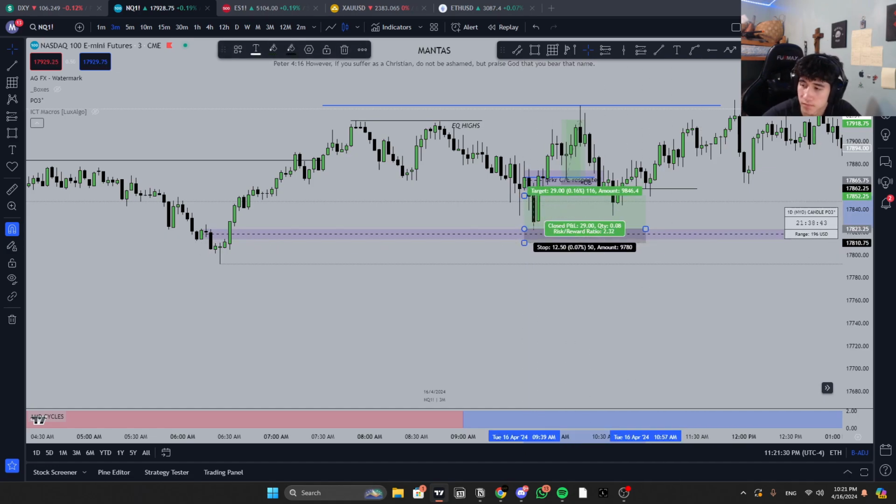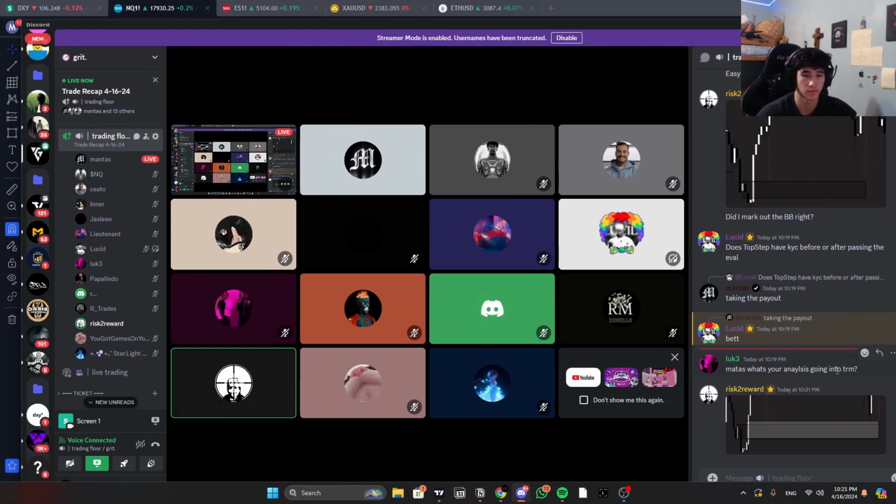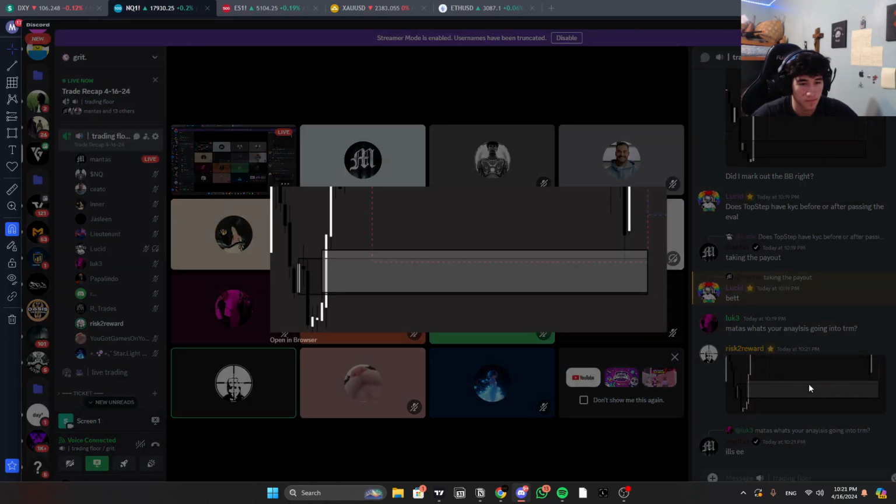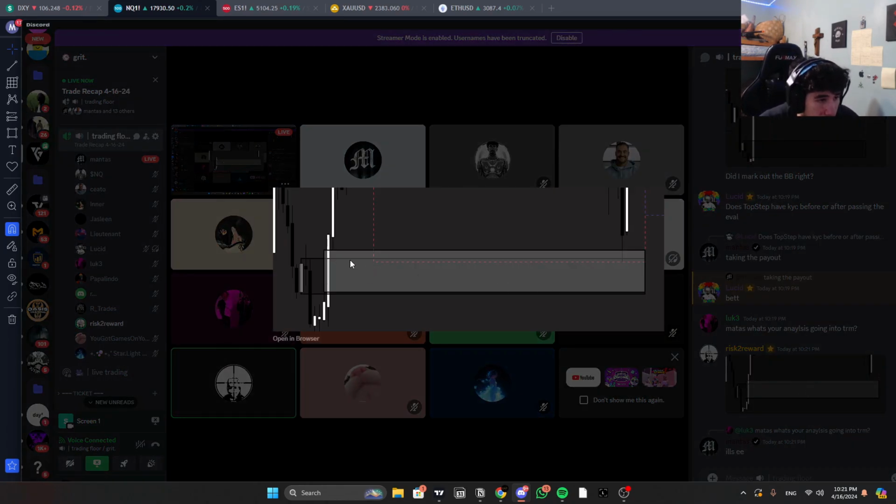On the 3 minute, the white box is the fair value gap, and the black one is the breaker block. Would I enter off of the tap of the breaker, or the slightly lower one? Yes, tap of the breaker. Okay, that makes sense. Yeah, that's what I did.